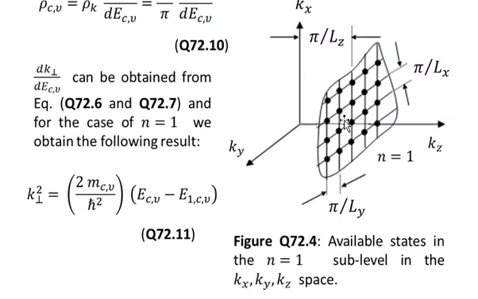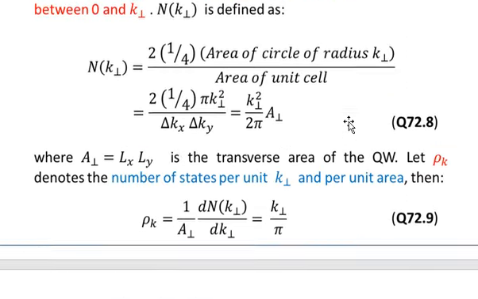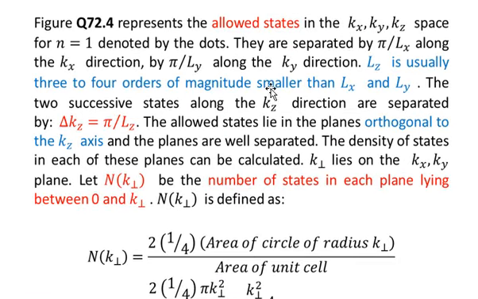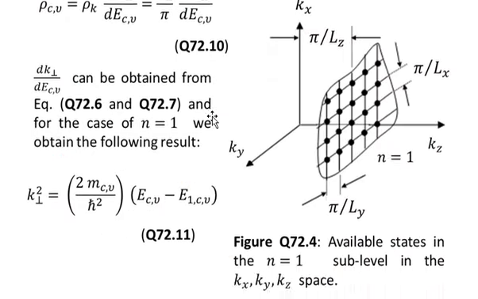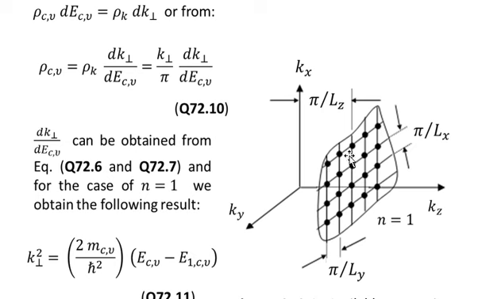That is this figure, but I am coming to this figure soon. So let me read some description. Figure 72.4 represents allowed states in the kx, ky and kz space for n is equal to 1, denoted by the dots. So you see that in this figure, these dots represent the allowed states available in the n is equal to 1 state in both the valence band and the conduction band.